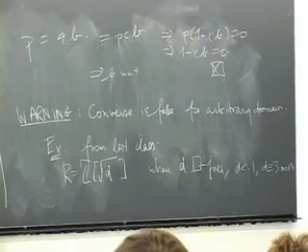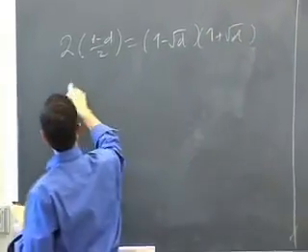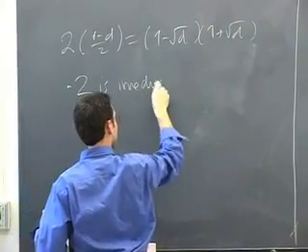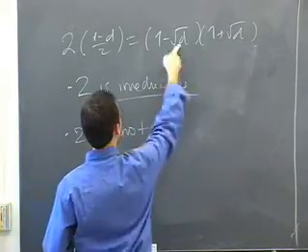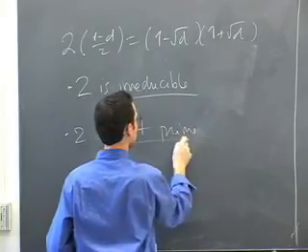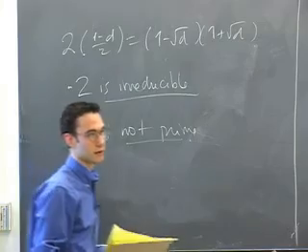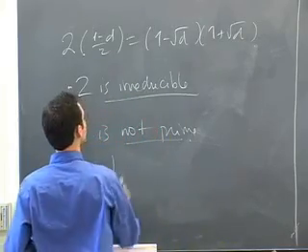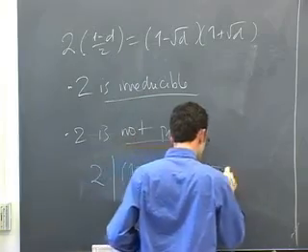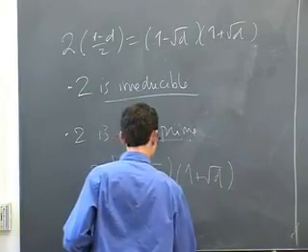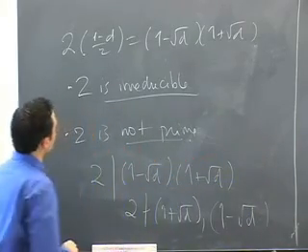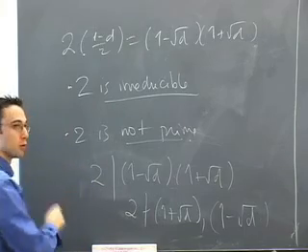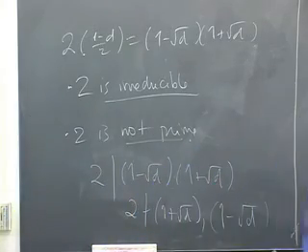2 times (1 minus root d over 2) equals (1 minus root d)(1 plus root d). And we showed that 2 is irreducible. We proved this. But 2 is not prime, which follows from this formula. Why? It doesn't divide either of the factors. Exactly. 2 divides (1 minus root d)(1 plus root d), but we also pointed out that 2 doesn't divide 1 plus root d, and it doesn't divide 1 minus root d. So 2 is irreducible, but 2 is not prime in this particular ring.